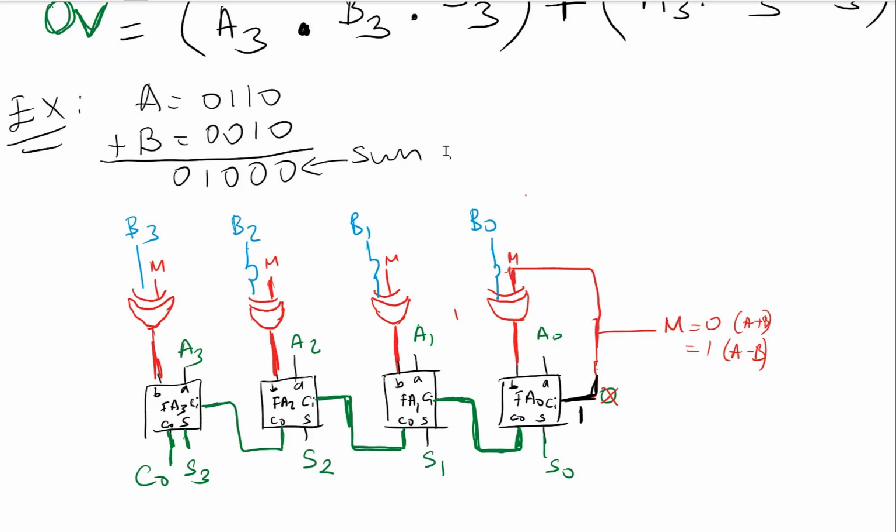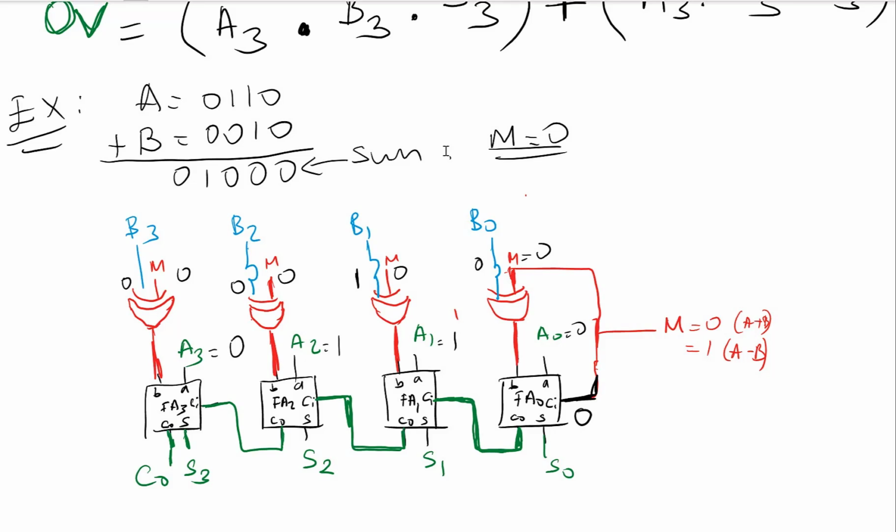So let's see if it works in the circuit, right? Since we are doing an addition, our M variable is 0. So we will be putting a 0 input here, 0 here, 0 here, 0 here, 0 here, right? And our B0 is 0, B1 is 1, B2 is 0, and B3 is 0, and A0 is 0, A1 is 1, A2 is 1, and A3 is 0. So let's do the addition.